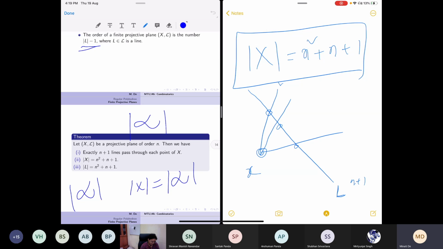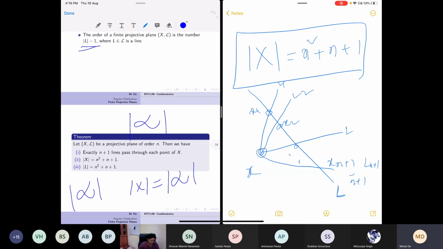Let's say L is passing through x1, a point in L. So I have n plus 1 points: this is x2, and so on, up to x n plus 1, and these are my lines. I am giving them also numbers, up to L n plus 1. So n plus 1 lines are there.